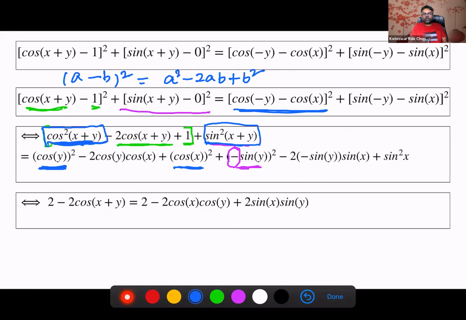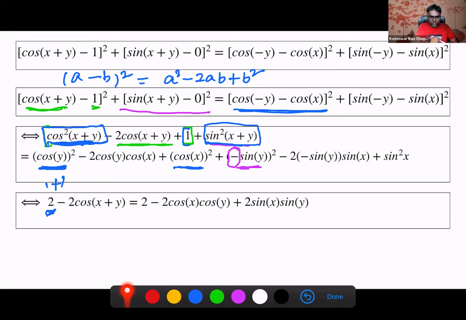Sine square theta plus cos square theta is 1. So theta here is x plus y, and that 1 will come here. There is another 1 here, so that 1 plus 1 has become 2. So 1 is coming from cos square x plus y plus sine square x plus y, and you already have a 1 here. So that is 2 here, and then minus 2 into cos of x plus y.